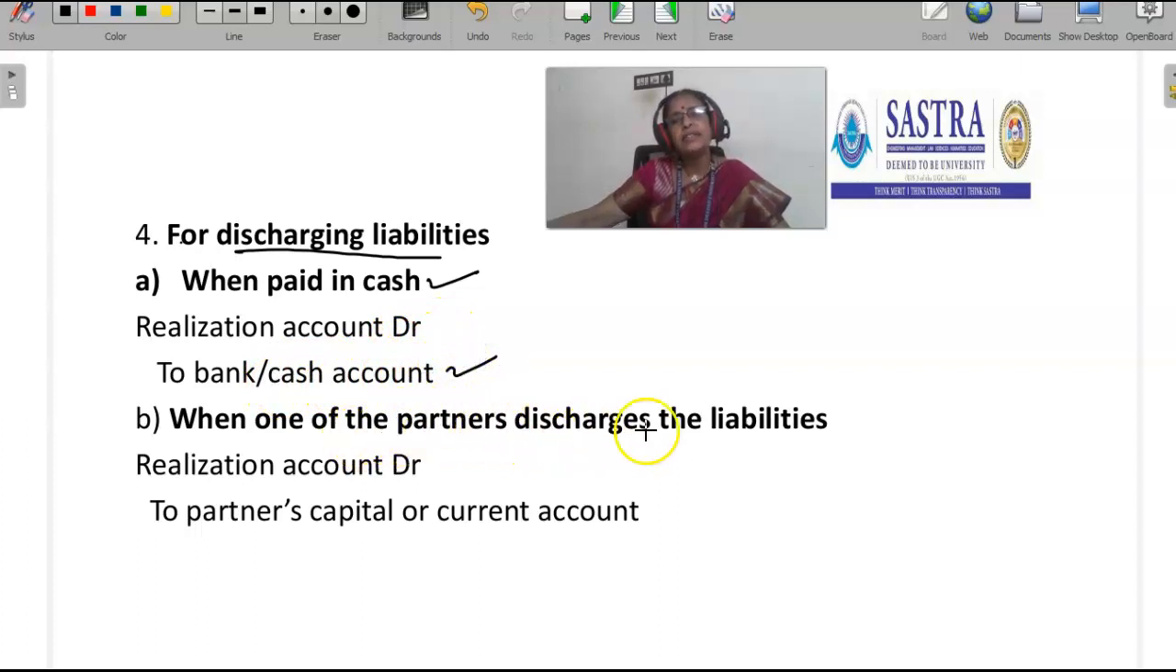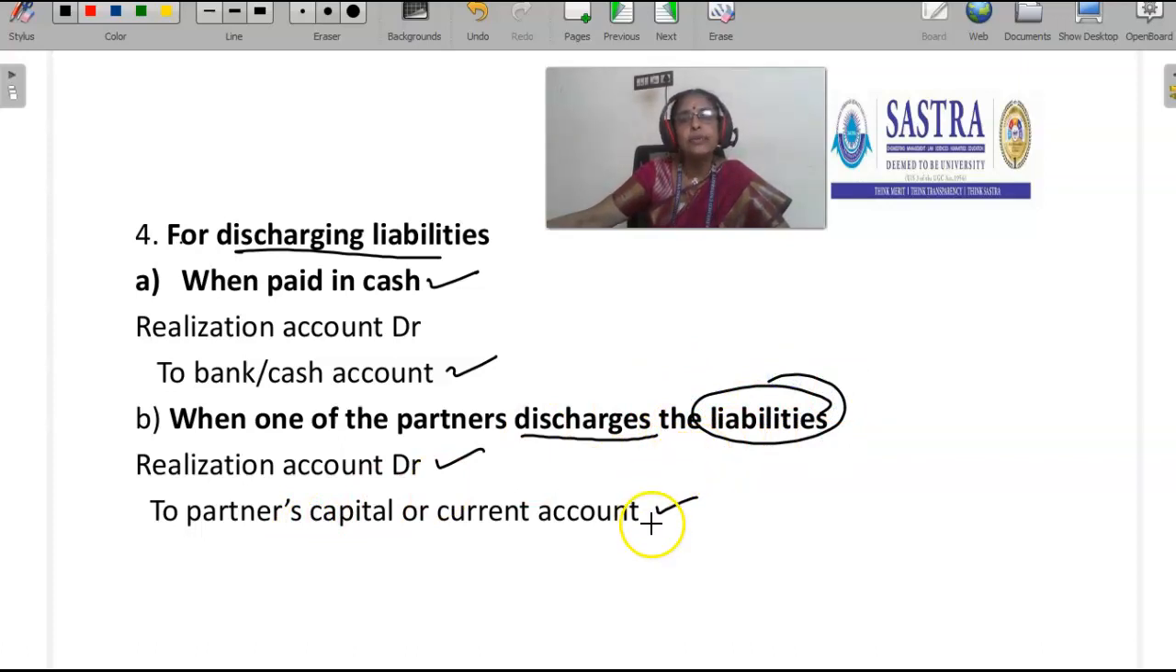When one of the partners discharges the liabilities, sometimes one of the partners in the partnership firm agrees to pay or settle the liabilities. In that case, what would be the entry? Realization account debtor to partner's capital or current account. His capital account should be credited to the extent of the amount which is going to be settled by that particular partner. Okay. Because he has accepted the liabilities, his capital account should be credited. If he takes the assets from the firm, his capital account should be debited.